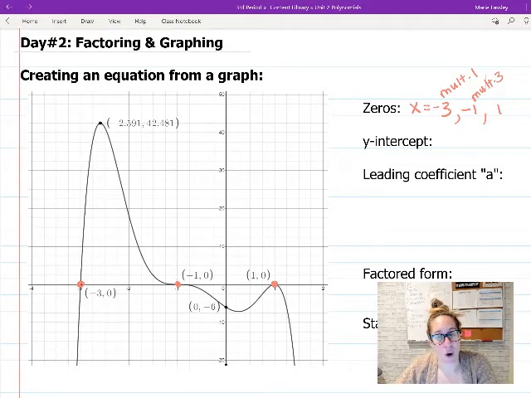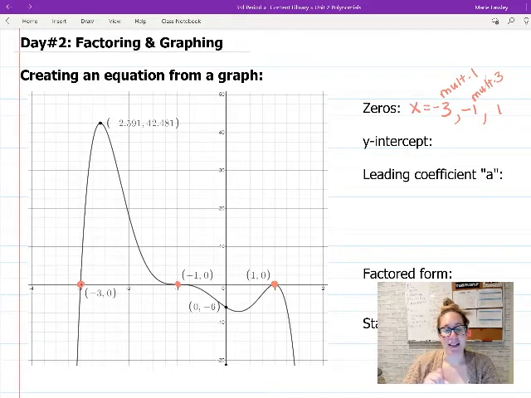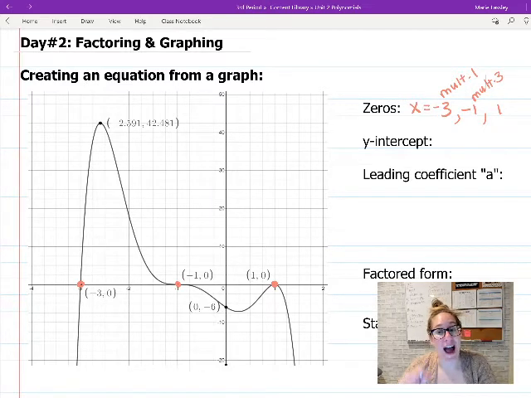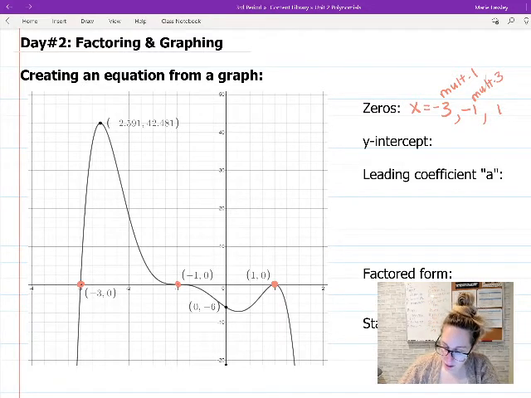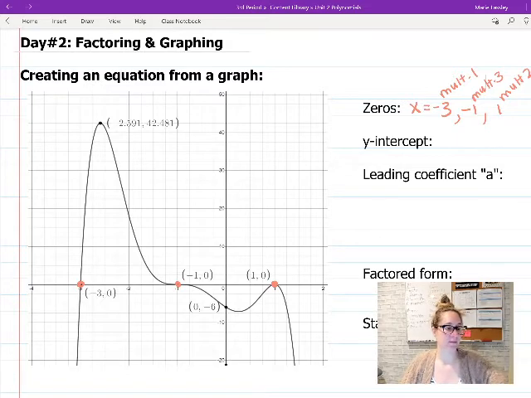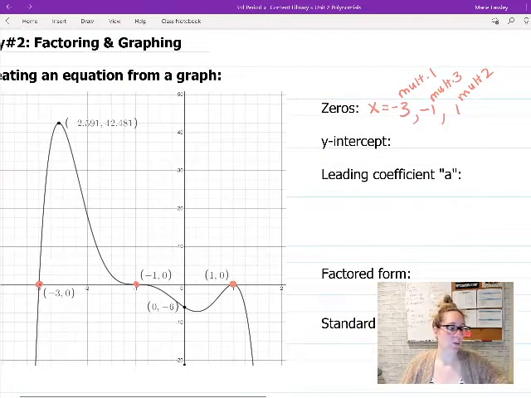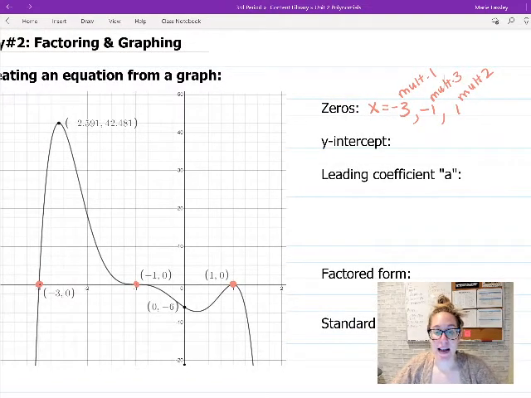And then my last zero is 1, 0. So I have 1 as one of my zeros. Based on the way the graph looks at this point, I have that nice parabola shape or that bounce. So this is telling me that I have a multiplicity of 2 at this zero. Excellent.